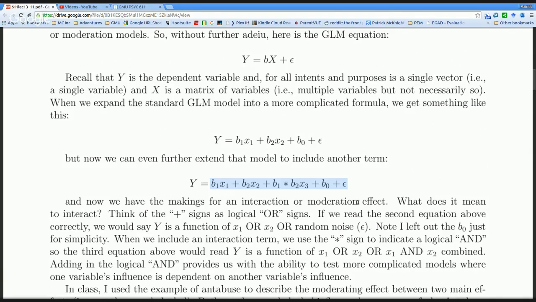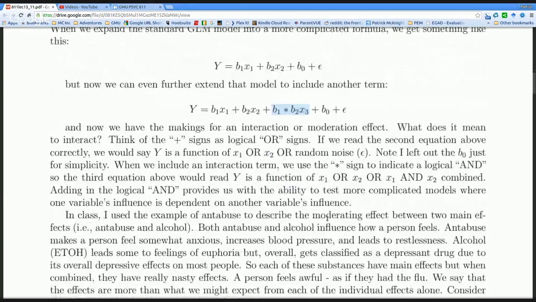So that's the logic behind adding interactions into our model: they're still additive, but in the sense that we originally were just using them as either-or. So you can have one predictor, or you can have a second predictor, or you can have both. And that part is the interaction. That is the "and" part of the general linear model.